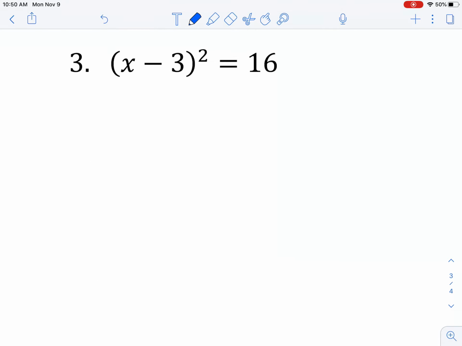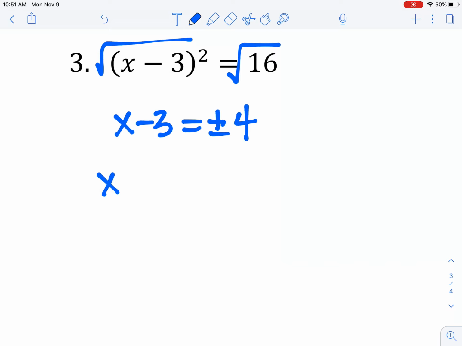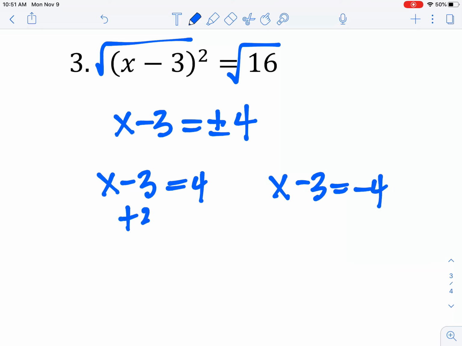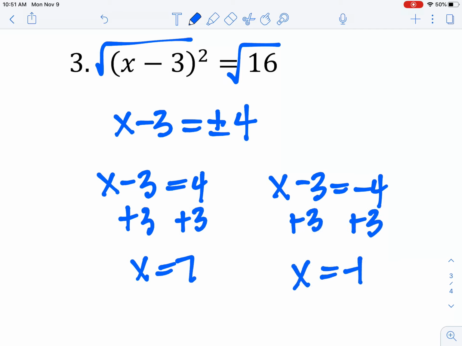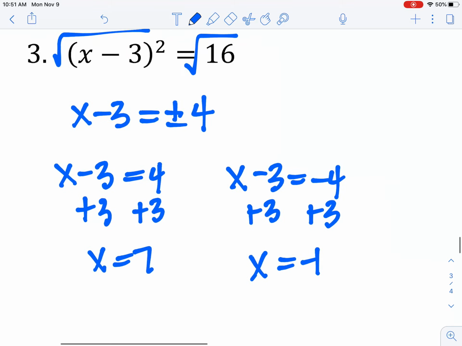Now this one, to me, yells out square root method, right? If we see that x minus 3 is being squared, we can just square root both sides. X minus 3 then is plus or minus 4. So positive 4 and negative 4. Oops, x minus 3. So when we add 3 to both sides, we get 7 and negative 1.